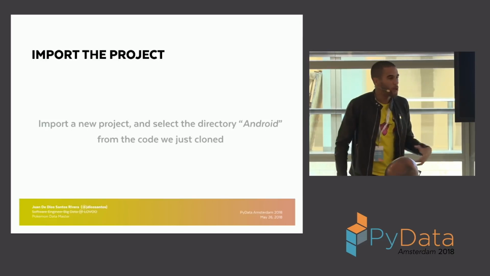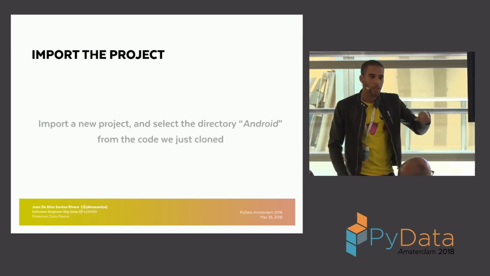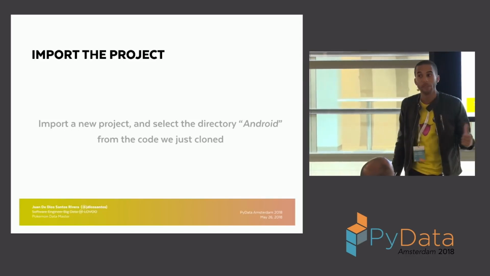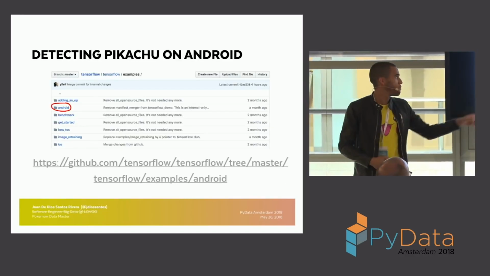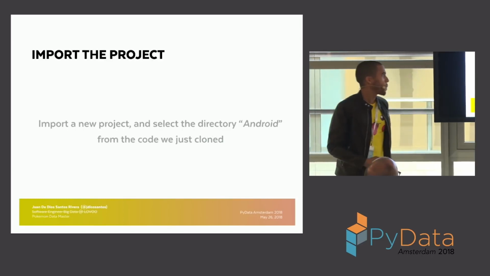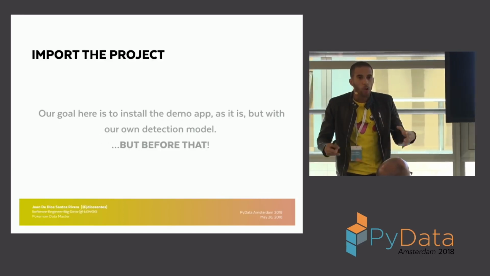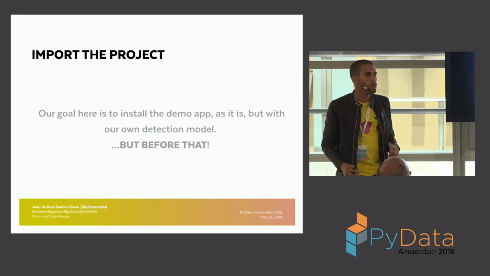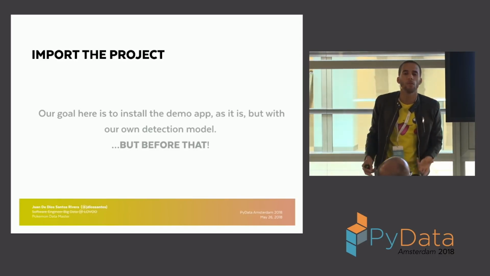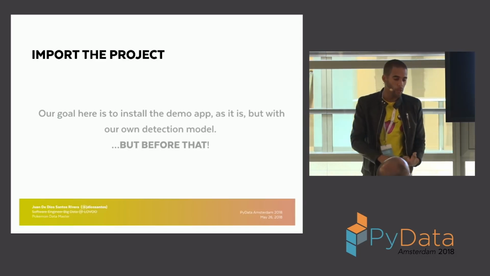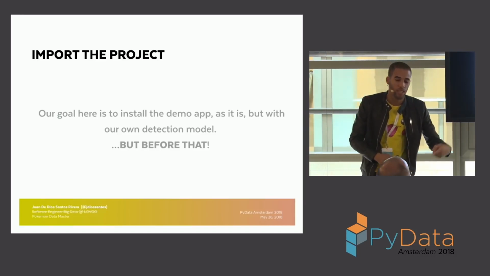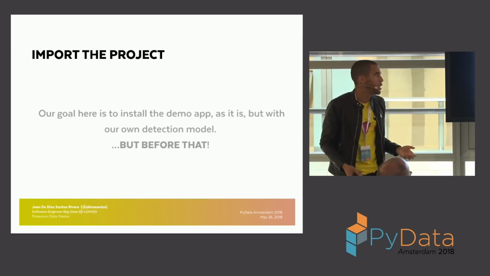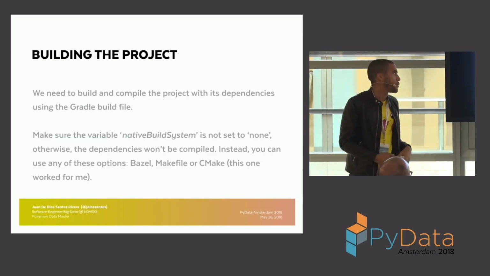So now we need to import the project. We're going to Android Studio, importing the project, and we're going to select the directory I mentioned 27 seconds ago. This one, Android, remember. And overall, our goal is going to be to install the demo app. However, there are some changes that we want to make to the actual Java code. We want to specify where our model is once again, and then maybe we want to change the confidence threshold. So we need to play around with it a tiny bit.